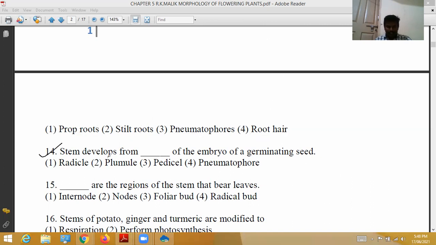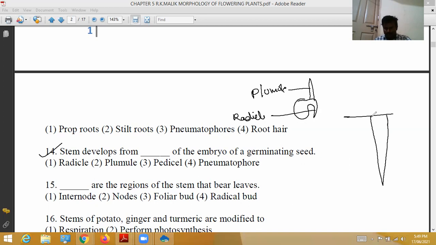Next, 14th question: the stem develops from dash of the embryo of a germinating seed. See here, it is the seed. The seed is germinated. Above, what is formed? Plumule. Below, what is formed? Radicle. The radicle gives the root system. The plumule gives the above-ground stem. This gradually turns into a stem-like structure. The stem develops from the plumule of the embryo of a germinating seed. So the second option is correct. The radicle gives roots.